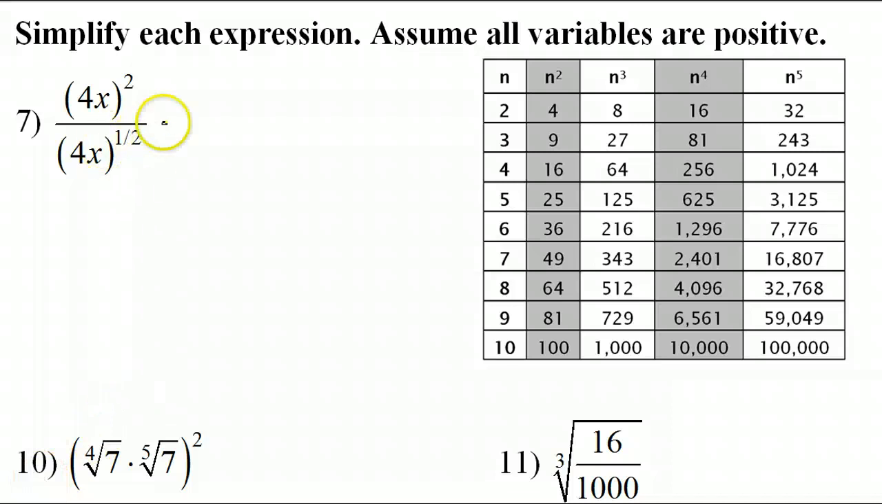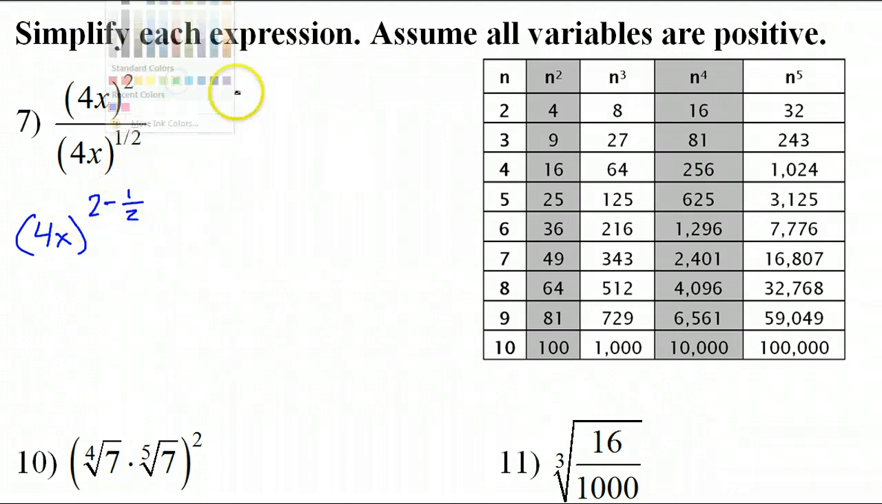Number 7. The bases are the same. If the bases are the same, you can go ahead and subtract the exponents. So this is going to become 4x to the 2 minus 1/2 power. 2 minus a half. Let's do that off to the side.